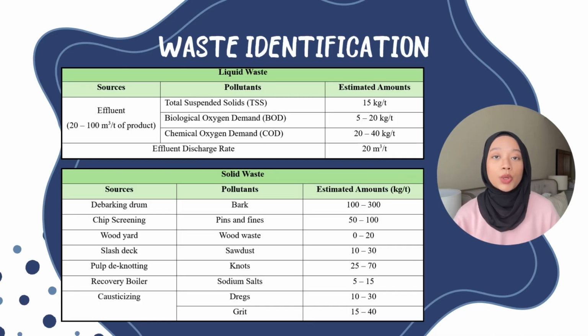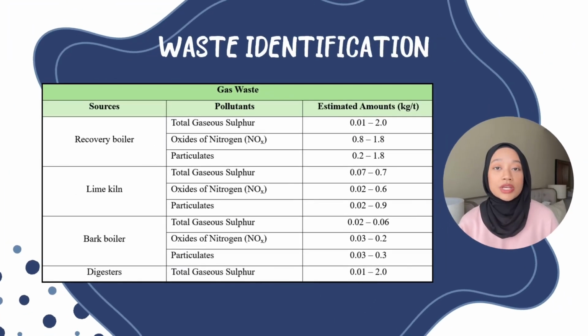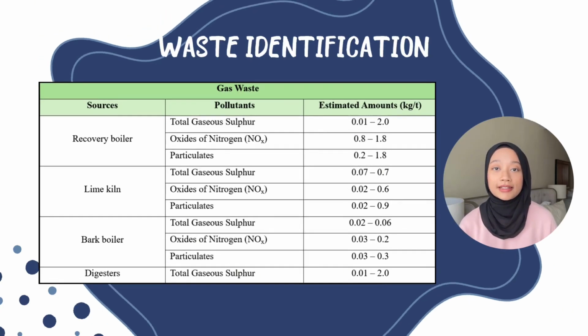As for solid waste, the waste is sourced from the debarking drum, chip screening, wood yard, slash deck, pulp knotting, recovery boiler, and also causticizing. The pollutants produced from these sources are bark, pins and fines, wood waste, sawdust, knots, sodium salts, dregs, and grit. The estimated amount of solid waste is shown in the slide in units of kg per ton. Finally, gas waste is sourced from the recovery boiler, lime kiln, bark boiler, and digesters. The pollutants produced are sulfur gases, oxides of nitrogen, and particulates, with the estimated amount shown in the slide.